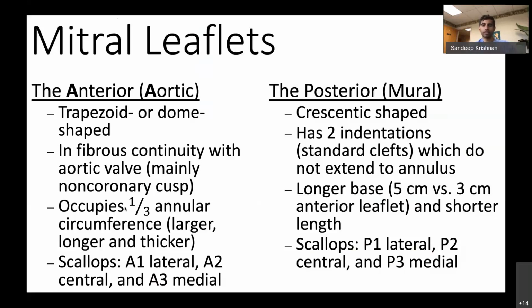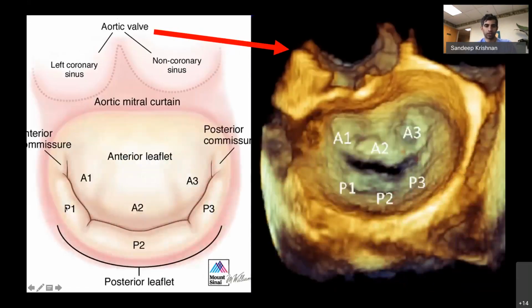So the posterior leaflet is crescent shaped. It has 2 indentations which delineate the lateral, medial, and central portions. And same thing, it's P1, P2, and P3. It takes up 2/3 of the circumference of the actual annulus, but it's a shorter leaflet overall. And this is what that looks like. So you see the posterior leaflet makes up much more of the circumference versus the anterior leaflet, but it's a much shorter leaflet.